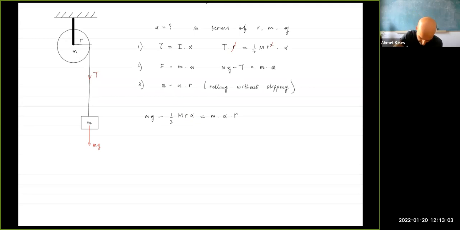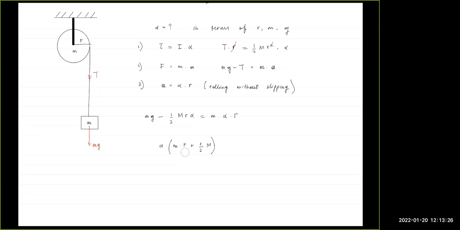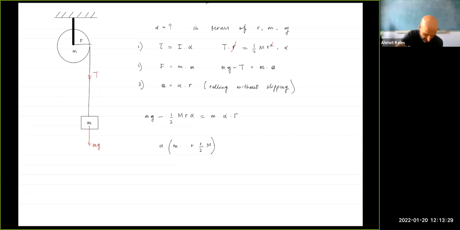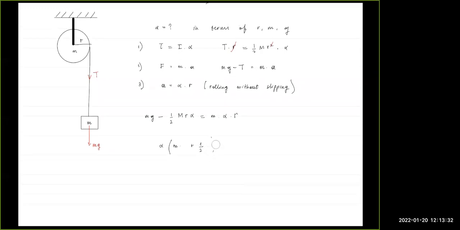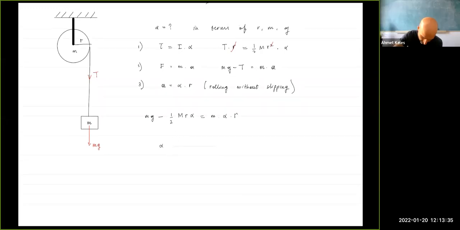So I can collect this term and this term on the same side. So this will give me alpha times m r plus 1/2 m, actually r is also common. Let's write it outside. The m's are the same too. Good, excellent. So let me fix that. This is m, and this one is m. This is very convenient.